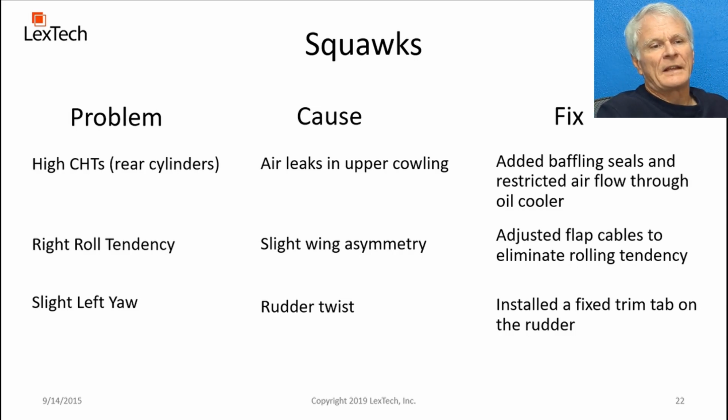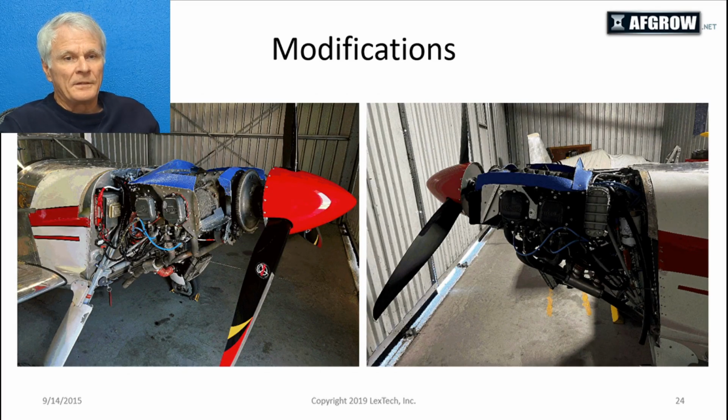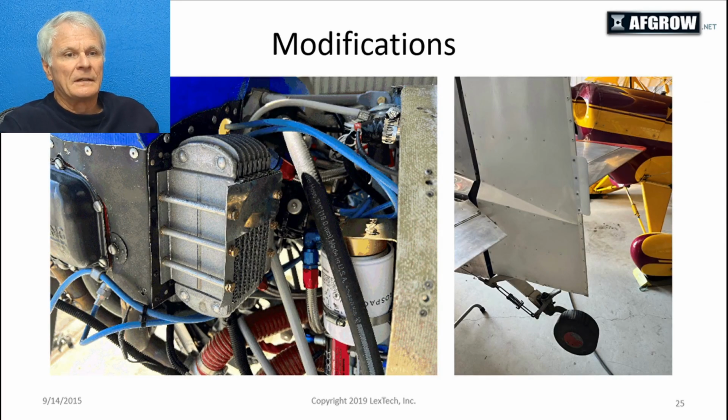And then there was also a slight left yaw, and that was because there was a twist in the rudder. The original builder had put a twist in it, so I put a trim tab on the rudder, and that fixed that problem as well. Okay, so here's a picture of the modifications, additional seals. You see another view of the seals modifications. I restricted some of that flow into that oil cooler, and you can see on the right there where I added the trim tab.